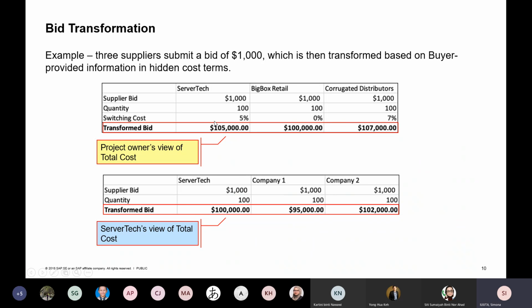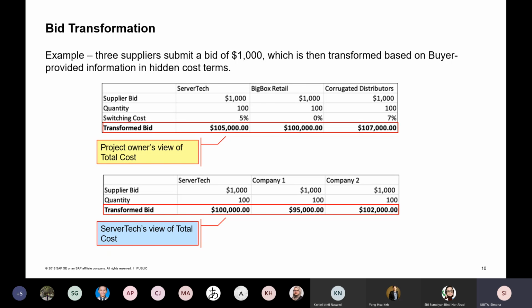The only ones who see different values are server tech and corrugated distributors. One, he will see 100,000, and then the other one will see 102. But what is mostly important is even if they see this, they think they're competitive on this, but behind the screens, they're actually competitive on this. Why? Because we apply the switching cost of 5%.